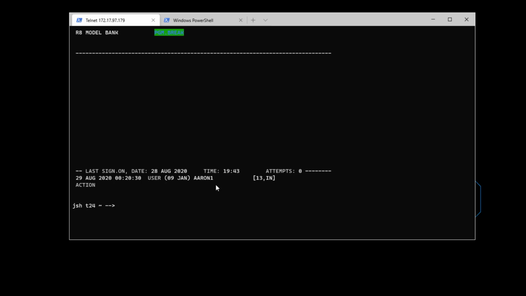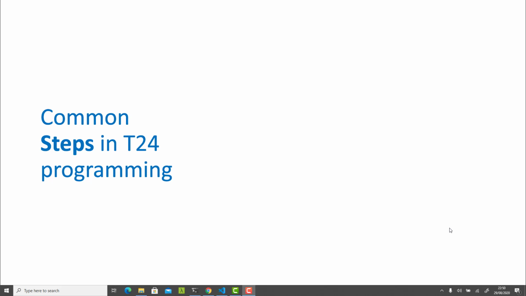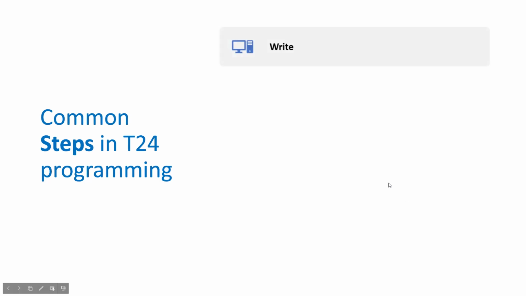Now, let's see the common steps that we need to take to get our program up and running. First of all, we need to write our program on the client machine. I'll be using Visual Studio Code. Secondly, we need to push our changes to the server. You do this using either Git, FTP, or simply copy and paste.